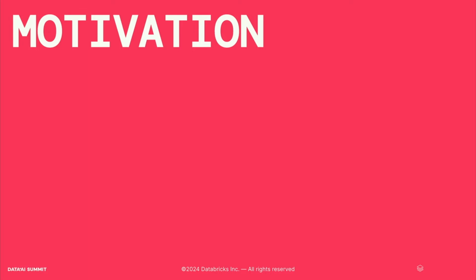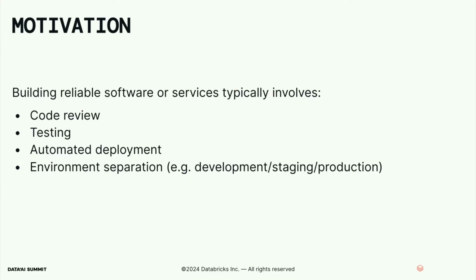Why do we care? Why have we built Databricks Asset Bundles, and why should you care? Teams that build reliable software and services typically perform a couple of processes as part of that software development lifecycle. They typically apply code review. Any changes that are made are reviewed by your team, peers, etc. They have some form of automated testing: small logical blocks of code that can be unit tested, typically a good practice, as well as end-to-end integration tests for your entire system.